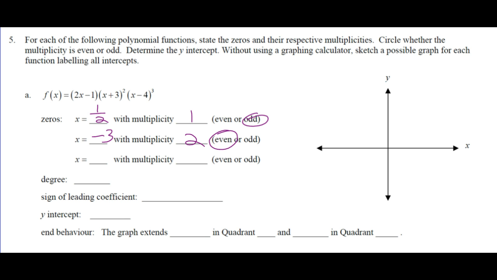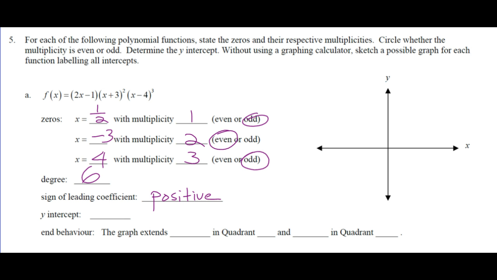And we have x equals 4 with a multiplicity of 3, and so we've got 3, 2, 1, giving us a degree of 6, right? 1 plus 2 plus 3 is 6. The sign of the leading coefficient, so if I were to expand that, my leading coefficient would have a sign, the sign of the leading coefficient would be positive. So if it's degree 6 and it's positive, then we know something, right? It's going up in Q2, up in Q4.